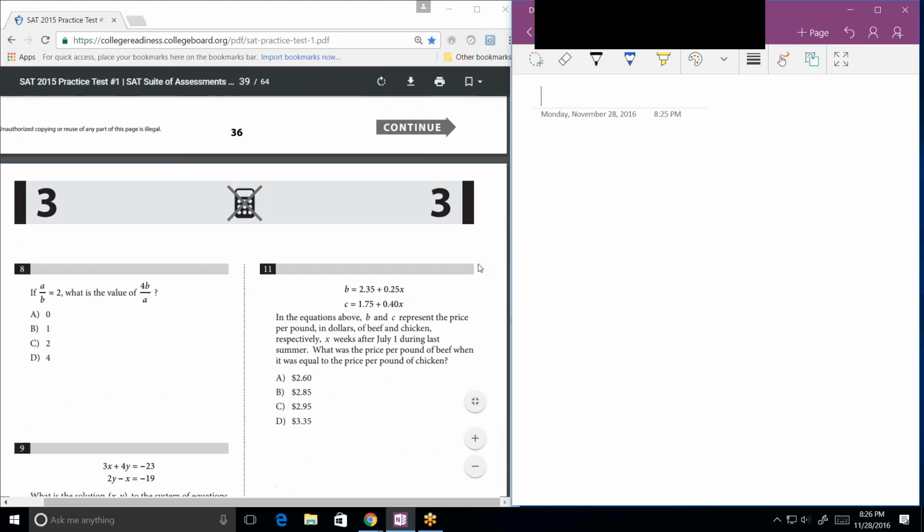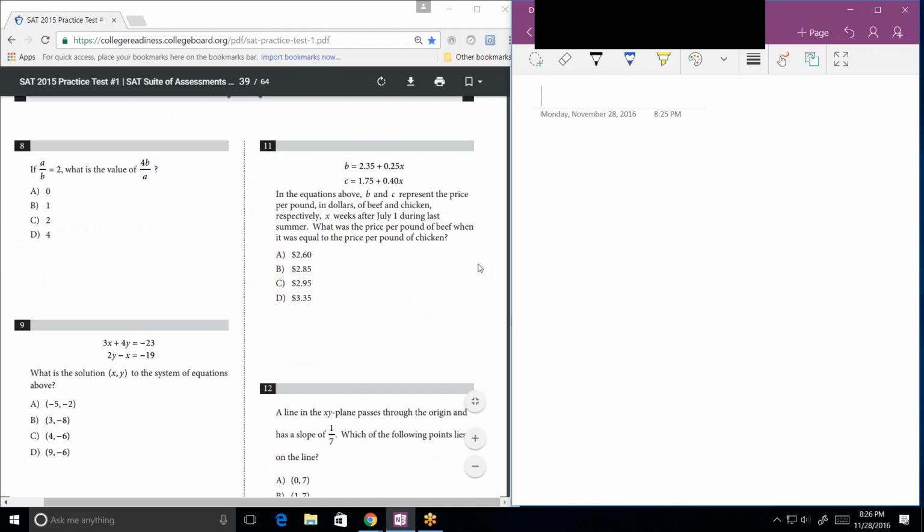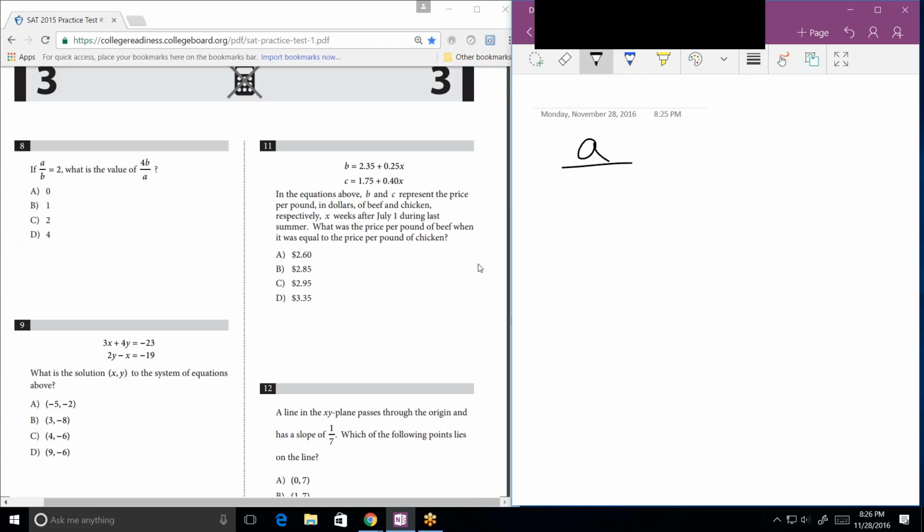Let's see. We got time for at least one more here. So we got a over b equals 2. What is the value of 4b over a? So it would be 8 over 2, which is 4. So it'd be D.